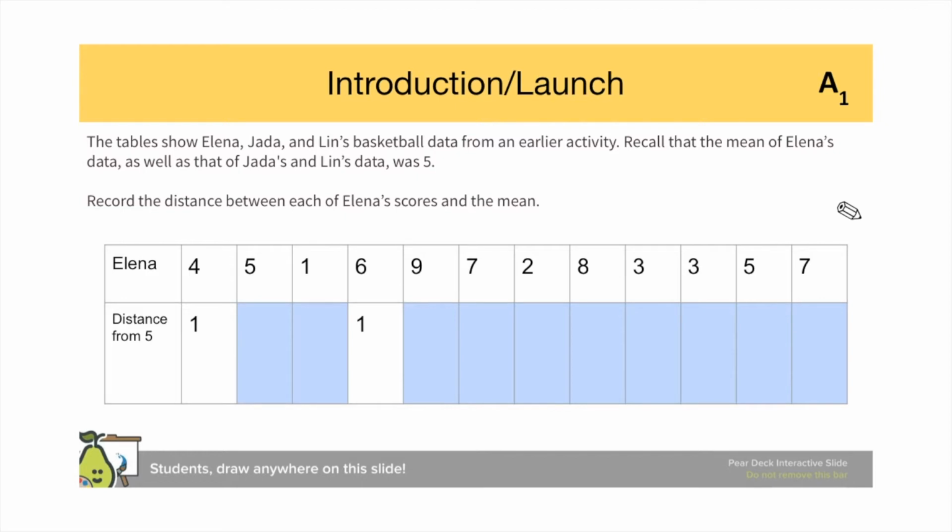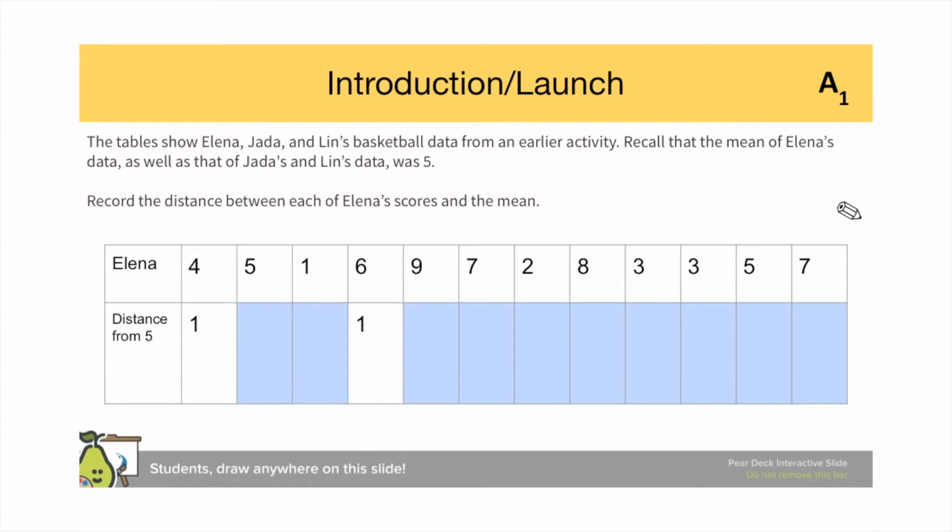The tables show Elena, Jada, and Lynn's basketball data from an earlier activity. Recall that the mean of Elena's data, as well as that of Jada's and Lynn's data, was 5. Record the distance between each of Elena's scores and the mean. Please note that to support students with disabilities, I separated the two parts of the question. So the first part will be the introduction, where students actually record the distance between each of Elena's scores and the mean.